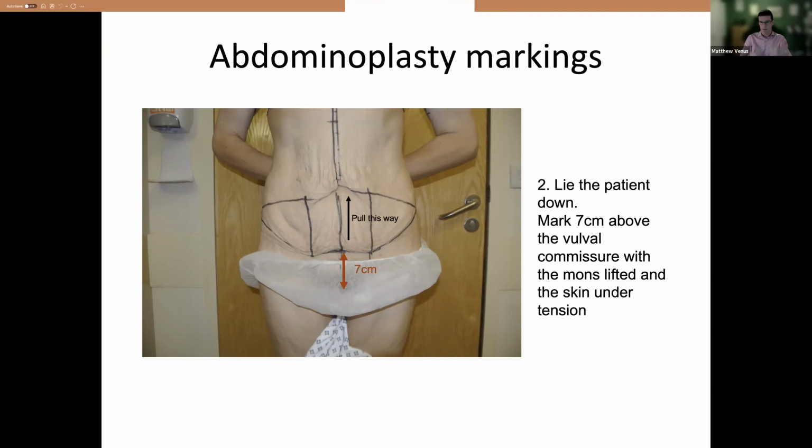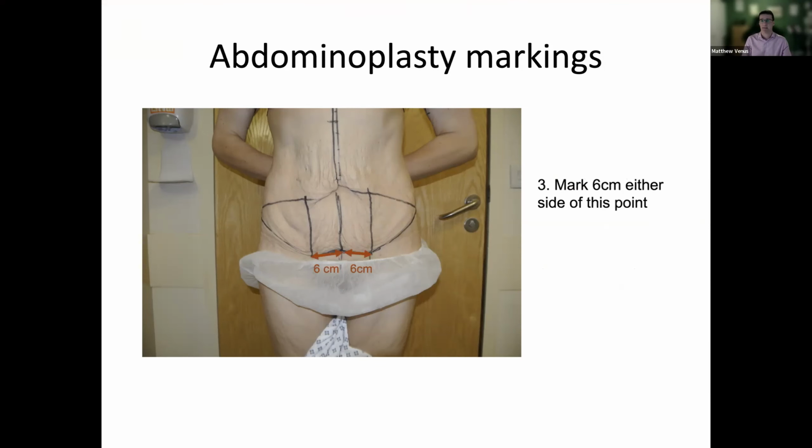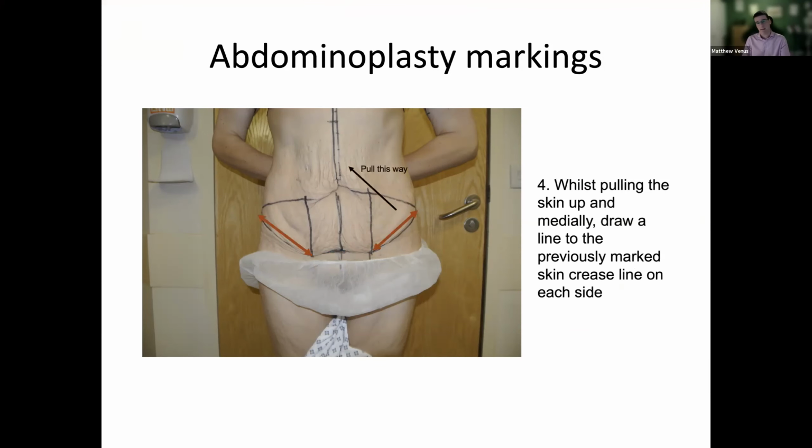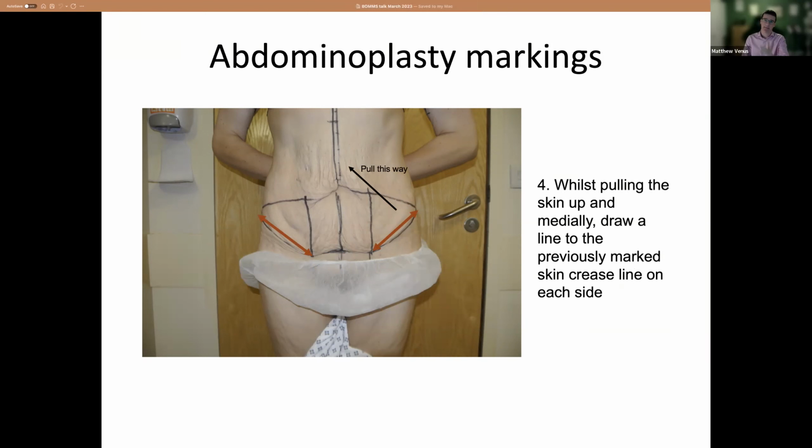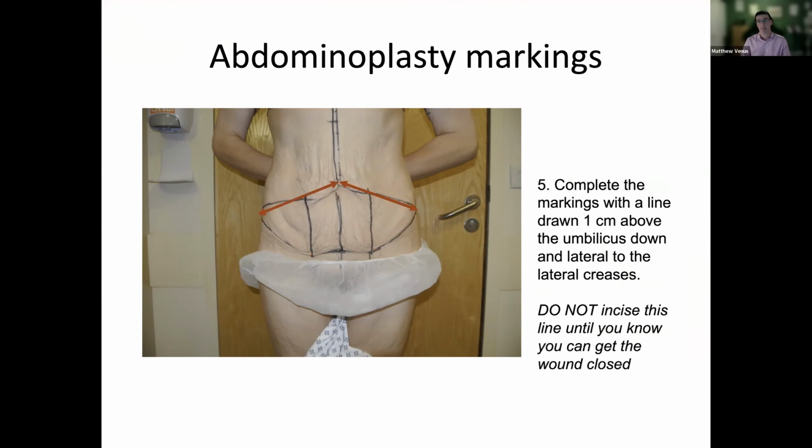So I include that Mons lift in the procedure just to try and set the lower abdominal incision and lift up that pubic mound. Measure 6 centimeters either side of that point, and then again mimic the excision by pulling superiorly medially, and then join the 6 centimeter line to that line I marked previously at the corner, and that's my markings. I estimate how much I'm going to take out superiorly, but never commit to that incision before I know I can get the wound together.